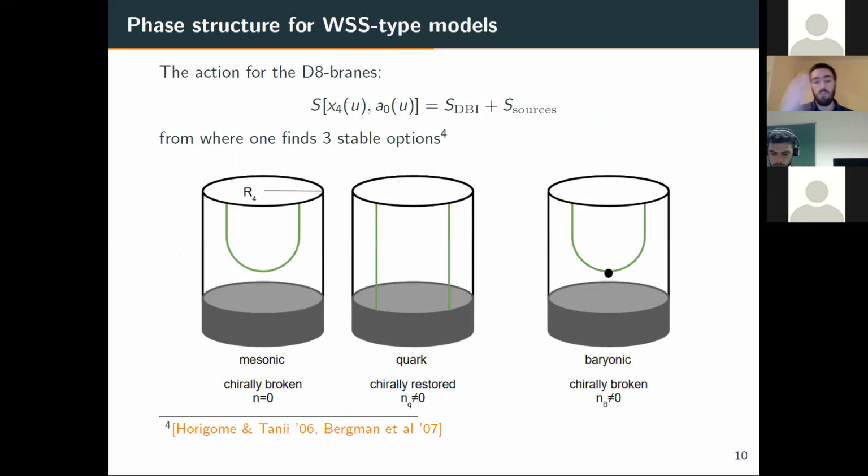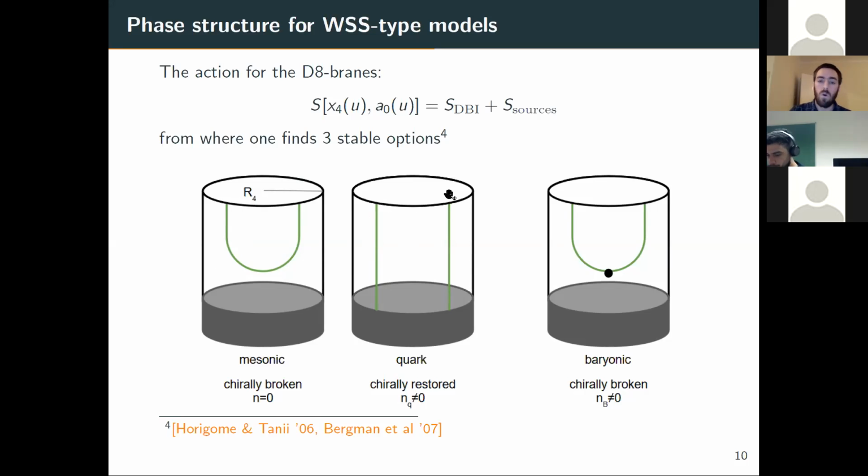So focusing on the regime where I have a black hole, for concreteness, there are three types of solutions that one gets from the action for the D8 branes, which is a combination of the DBI action plus possible sources. One is the so-called mesonic solution on the left, where the branes join in the bulk. When they join, this is a geometric realization of chiral symmetry breaking, because the asymptotic gauge fields I have on both branes become only one set of gauge fields in the interior. This is mesonic and there is no quark density.